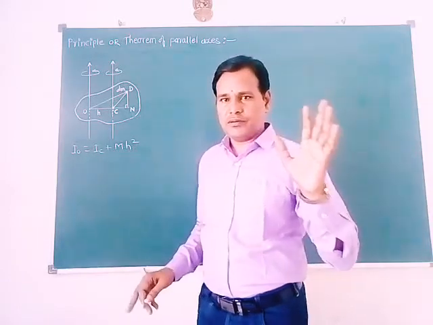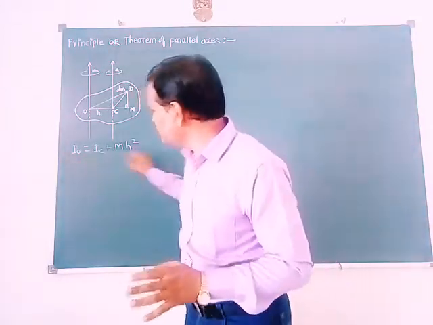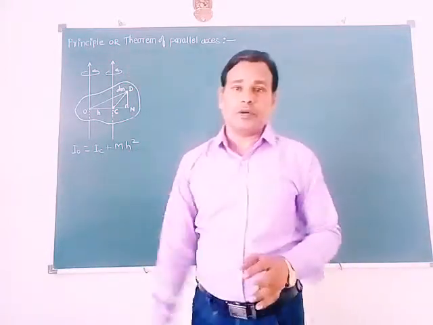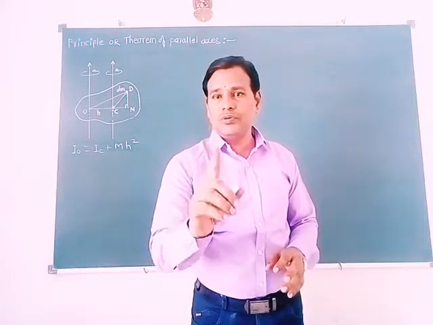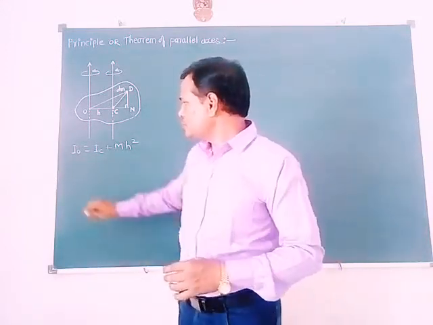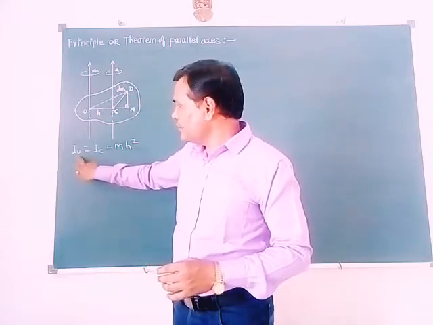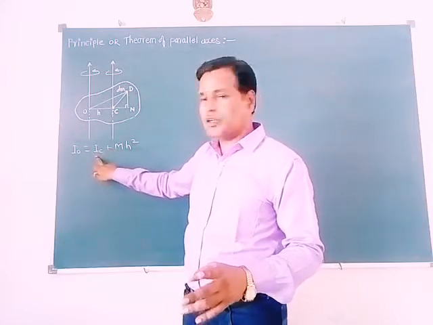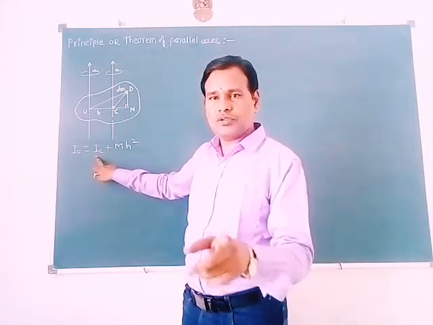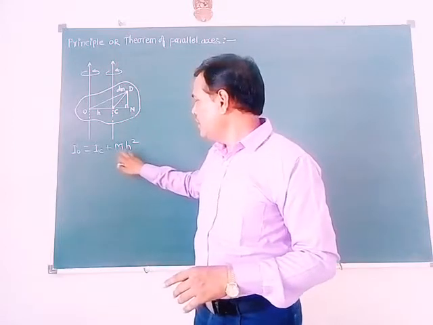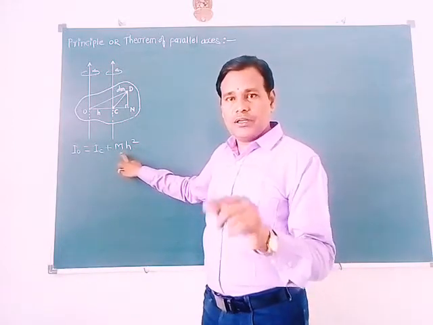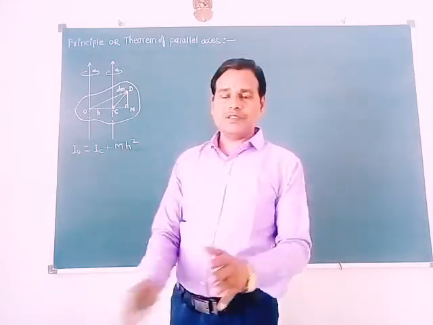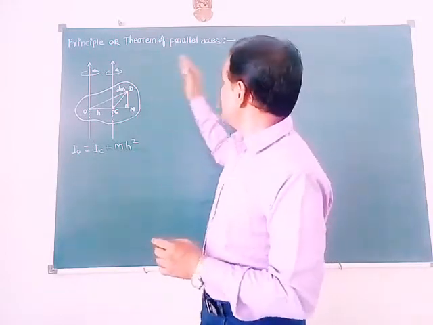This is the statement. How can we state it? We just have to read this equation. The statement of the theorem of parallel axis, or principle of parallel axis, may give you a 1 mark question. The principle states that the moment of inertia of any body about any axis is equal to the sum of its moment of inertia about the parallel axis passing through the center of mass of the body, and the product of the mass of the body and the square of the distance between the two parallel axes. So this is the statement of the principle of parallel axis.